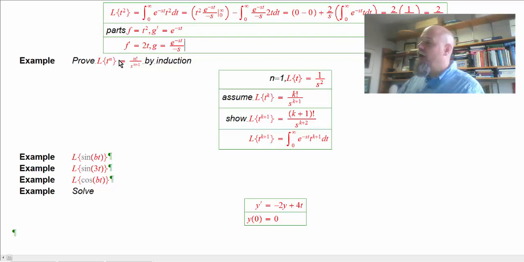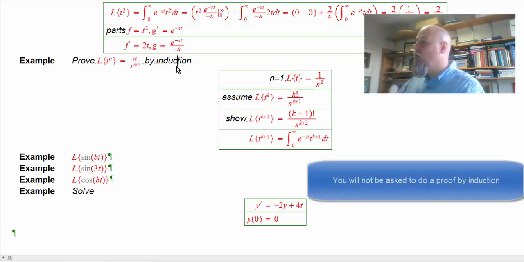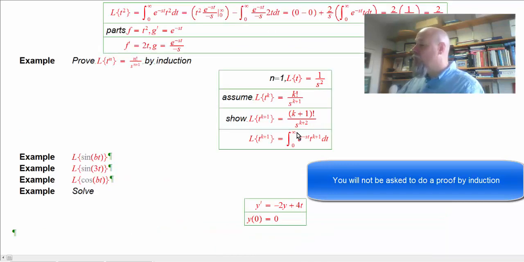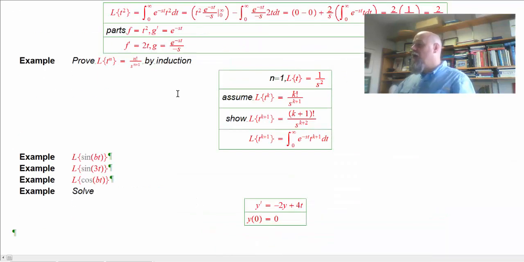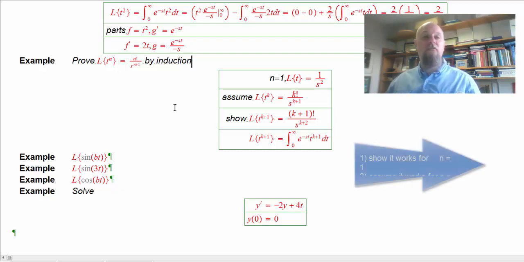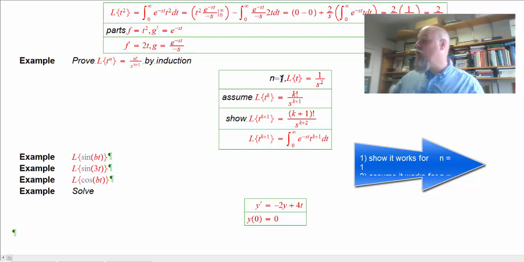So here's what I'm going to end up proving then. I want to prove that the Laplace transform of t to the n is n factorial over s to the n plus 1. We've got it proven already for n equals 1 and n equals 2. We're going to prove this by induction. So a proof by induction has 3 parts to it. The first part is I need to show that this formula works for low numbers. And I've got that. It works for 1, it works for 2. So when n is equal to 1, this formula is true.